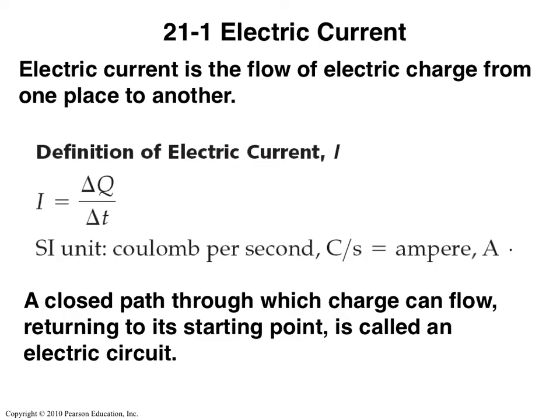So to get started, electric current is the flow of electric charge from one place to another. So we can define this by our charge, which is Q, over a period of time. The unit we're using is coulombs per second, which we also call an amp. So a closed path through which charge can flow must return to its starting point. So this is called an electric circuit.